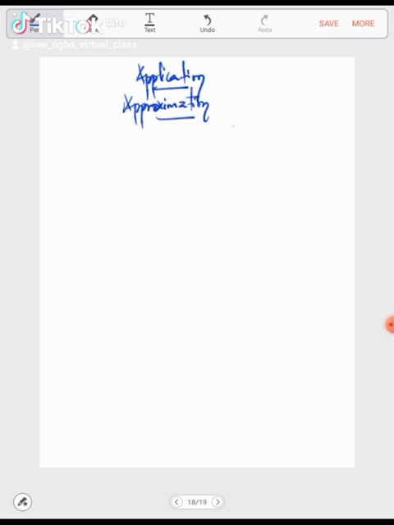With that, let's look at the problem. Suppose we are to compute an approximate value of the square root of 9.0005. So we're to compute this value. Now, how do we look at this?